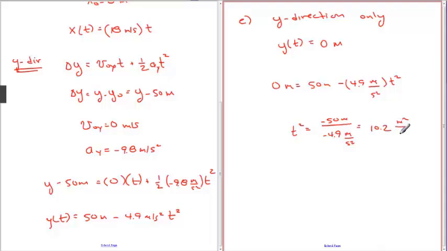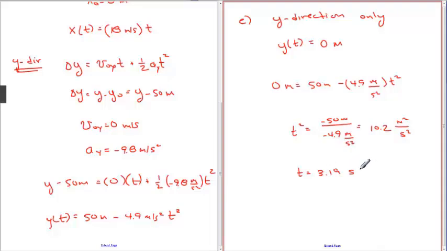Take the square root, and you take the positive version because we don't have negative times, so we take the square root of 10.2. 10.2 to the 0.5 power is 3.2 seconds. Let's think about significant figures here. As far as I can see, we've got 3 significant figures, 50.0, 18.0, all the other ones. We have as many significant figures as we want, so we're going to have 3.19 seconds. So that's the time it takes to hit the ground.